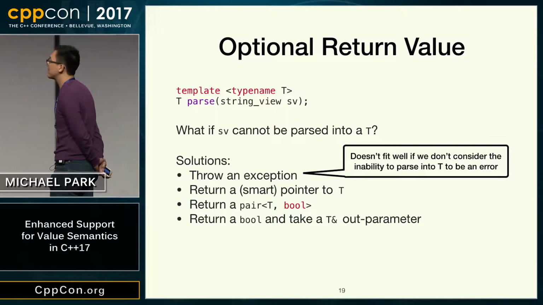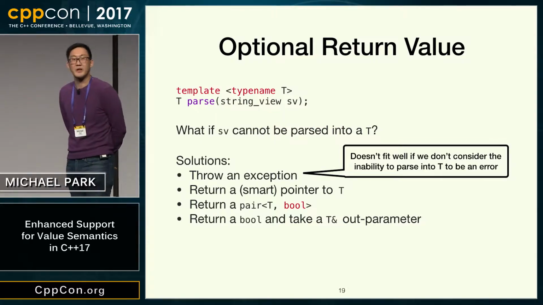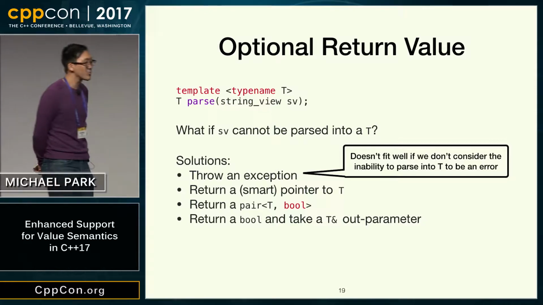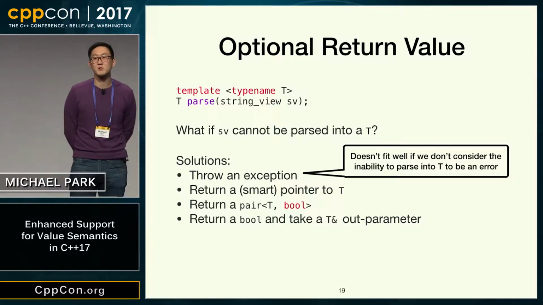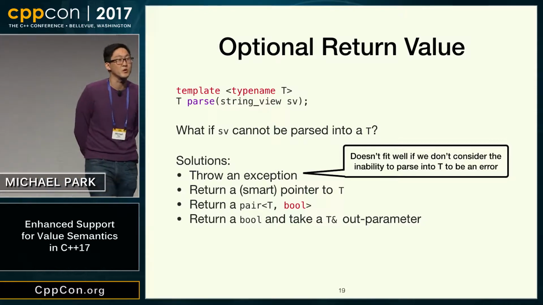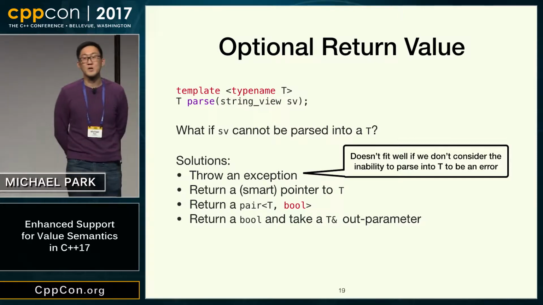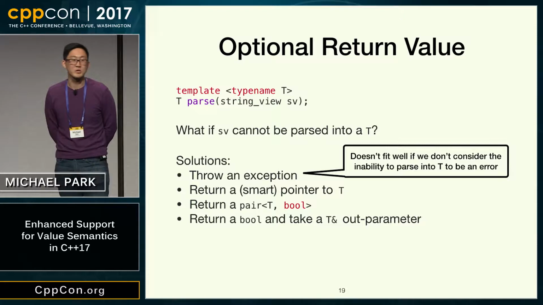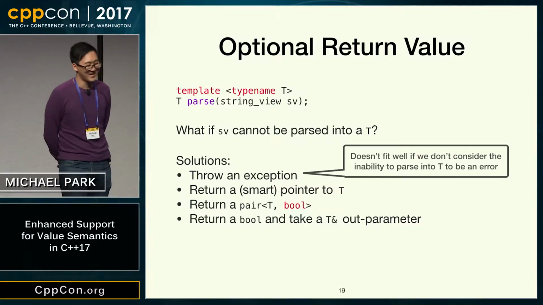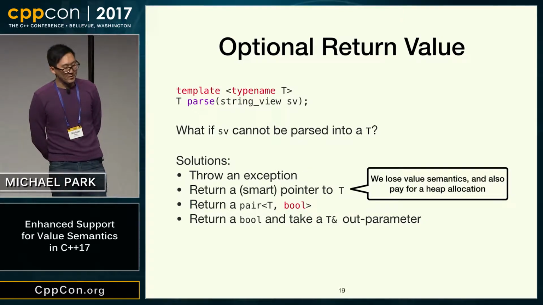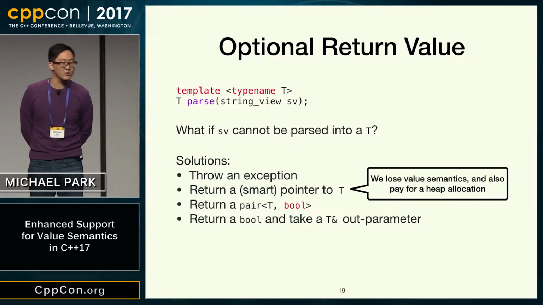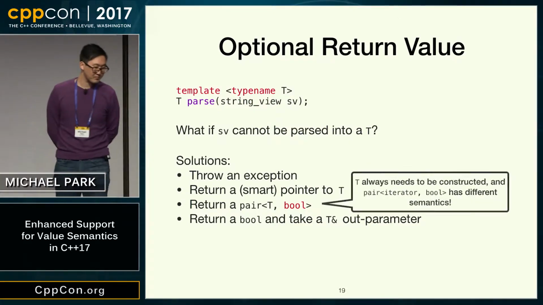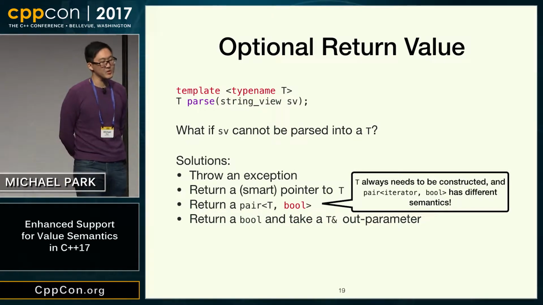So throwing an exception doesn't really fit well if we don't really consider it an error, right? Let's say I want to try 3 different types of parses, and if it fails, it's not a big deal. I'll just move on to the next one. Getting through that through an exception is essentially using exceptions for control flow, and we frown upon that. Number 2, if we return a pointer, then immediately we lose value semantics, and we accidentally also pay for heap allocation. Pair T bool. This one's interesting.